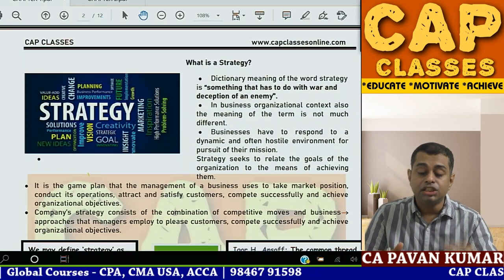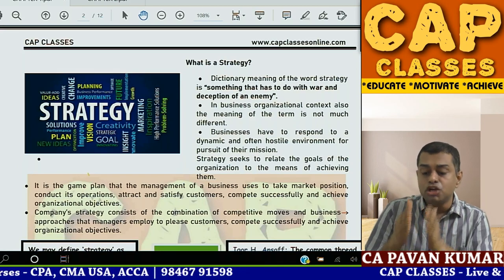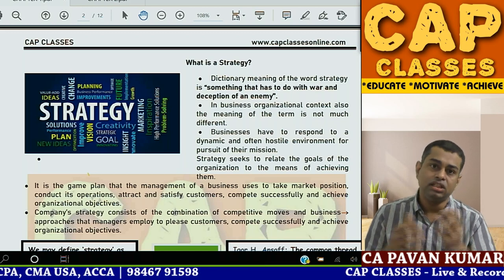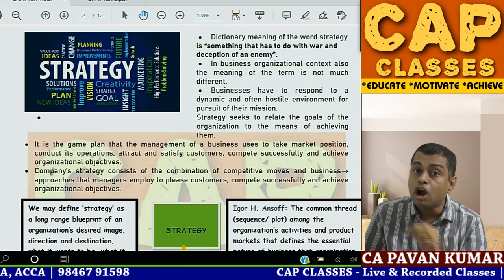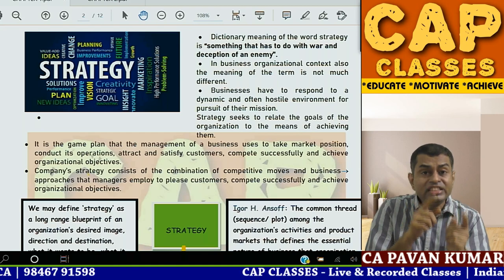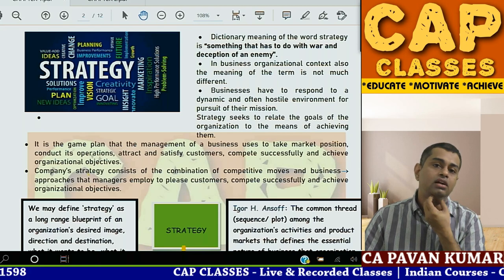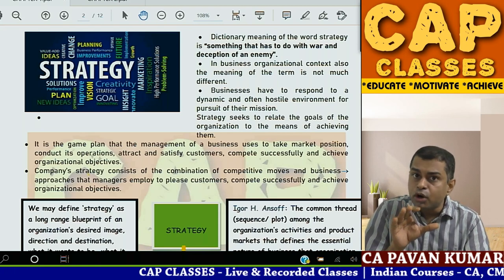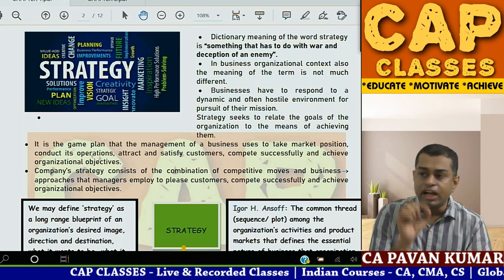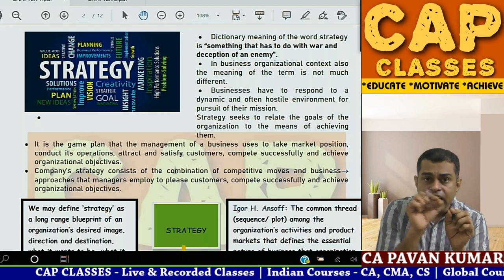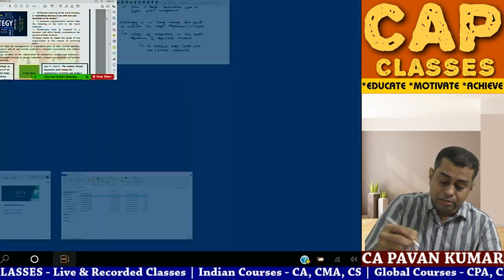Then comes the strategy. Read the first bullet point. Dictionary meaning of the word strategy is something that has to do with the war and deception of enemy. This is what we have discussed. In the business organizational context also, the meaning of the term is not much different. This also we have discussed. Businesses have to respond to dynamic and often hostile environment. Underline dynamic, or in your notes, write down dynamic. In your notes, put the heading dynamic, not static and ever changing. So what is the meaning of dynamic?